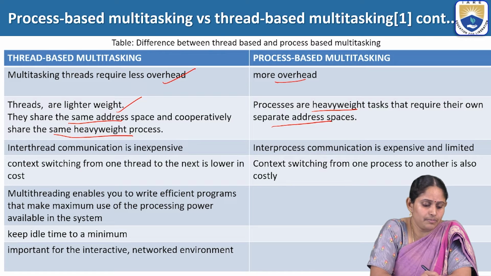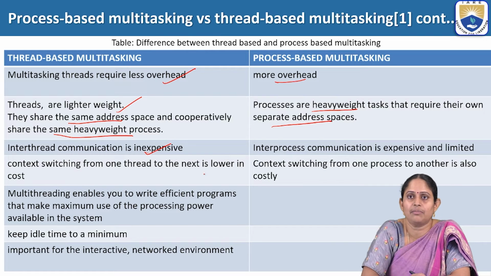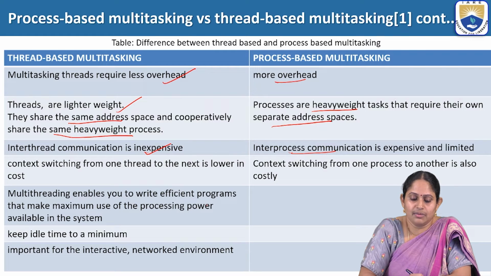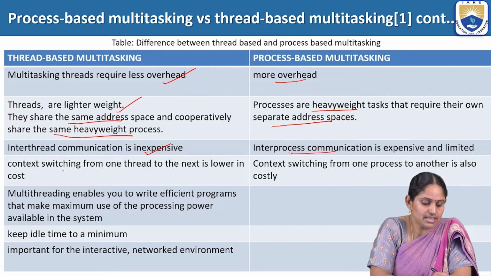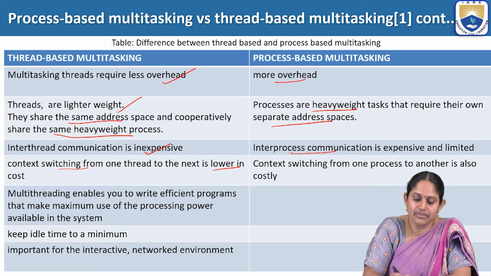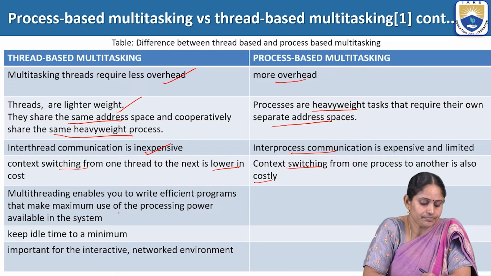Since the threads share the same address space, inter-thread communication is inexpensive, whereas inter-process communication is expensive and limited. Similarly, since threads live inside the same process, context switching from one thread to another is lower in cost, whereas context switching is costly in process-based tasking.